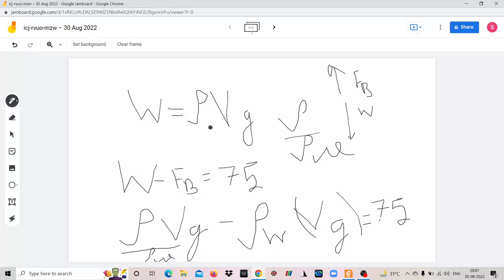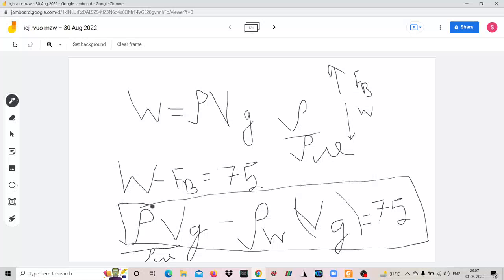See, there are two unknowns in this problem. One unknown is the volume V and the other unknown is the density rho. So what are the two equations? One equation is definitely this one. And what is the other equation? Force of buoyancy FB is rho W V into G. Now this is 100, this is 75. Then what will be the force of buoyancy? If this is 100, it will be 25. So rho W into V into G is 25. Rho W is known, G is known, so you can find the value of V. Right?